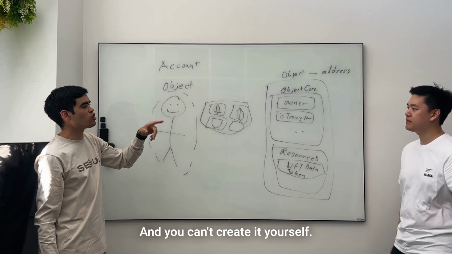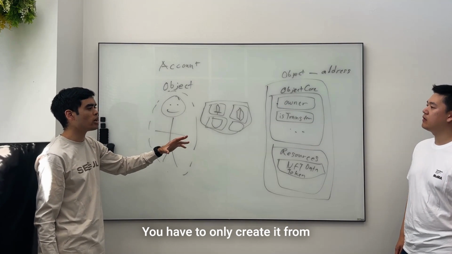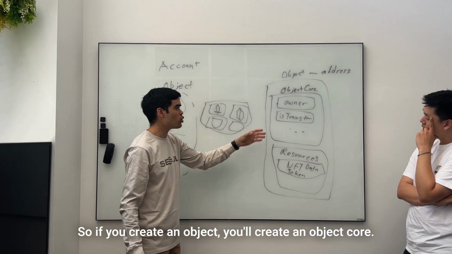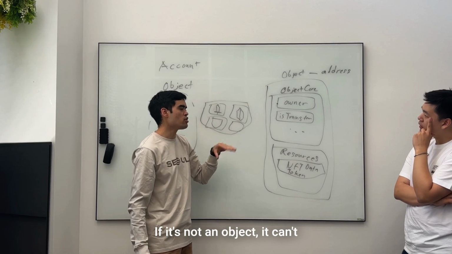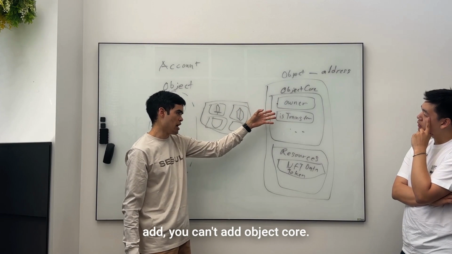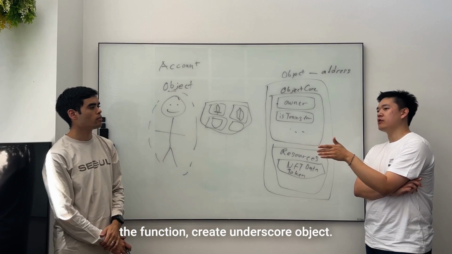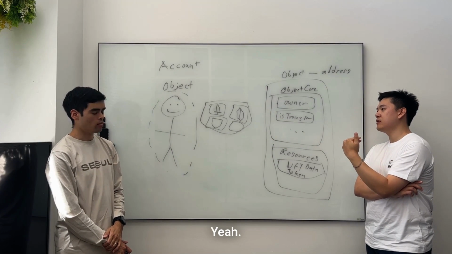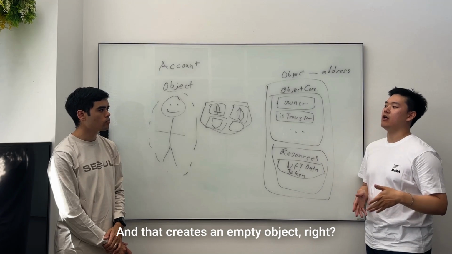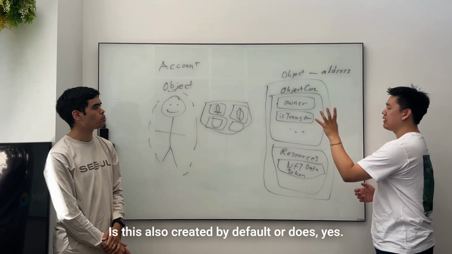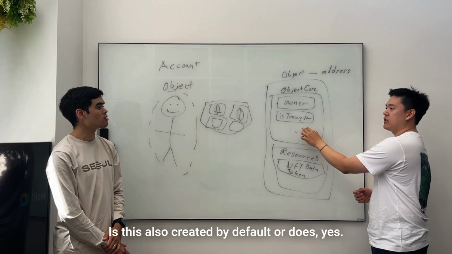And you can't create it yourself. You can only create it from the contract that creates objects. If you create an object, it'll create an object core. If it's not an object, you can't add object core. You know how in Move you can call the function create_object, and that creates an empty object? When that empty object is created, is this also created by default? Yes.